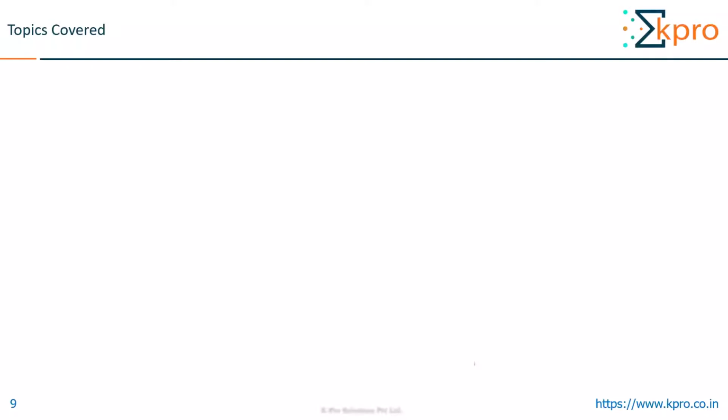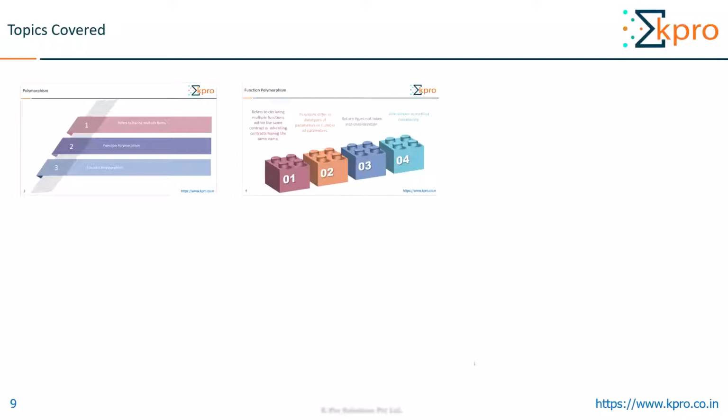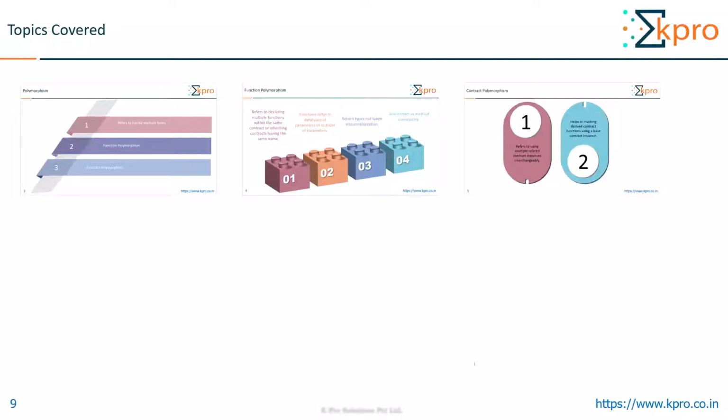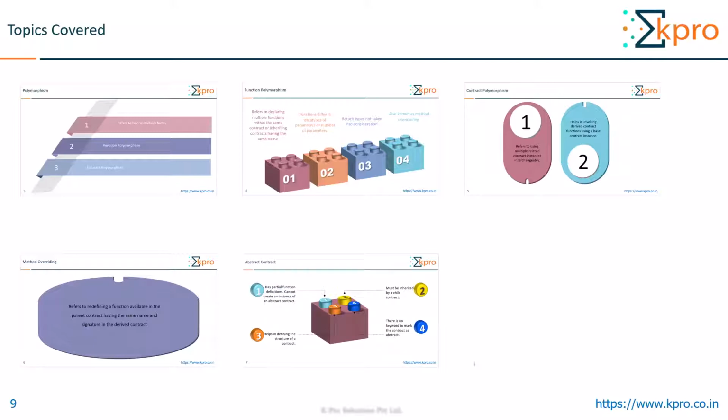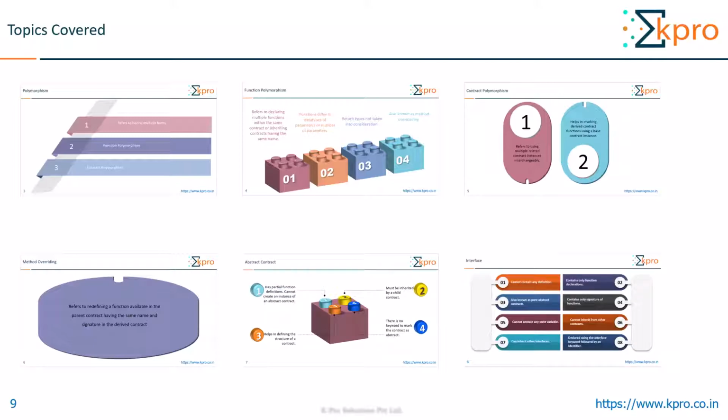Now let us have a quick recap of the topics that we have covered in this video. In the beginning we talked about polymorphism, then we talked about function polymorphism, contract polymorphism, method overriding, abstract contract, and finally interface.